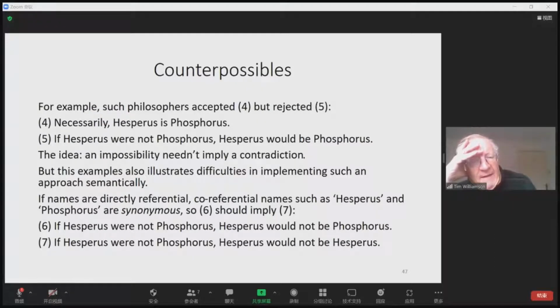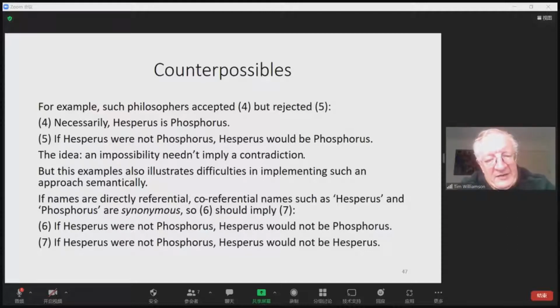Now, when you examine this kind of objection closer, you see that it is actually quite problematic. And so in fact, the example illustrates the difficulties in implementing the kind of approach that these philosophers take semantically. Because if names are directly referential, in other words, if their semantic role is simply to pick out the objects that they're names of, then co-referential names such as Hesperus and Phosphorus are actually synonymous. It's not simply that they have the same reference, but that they have the same meaning in the relevant sense, because the only meaning of a name is its reference.